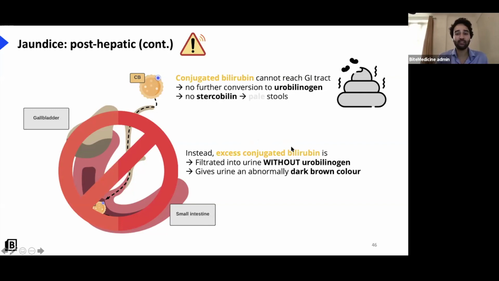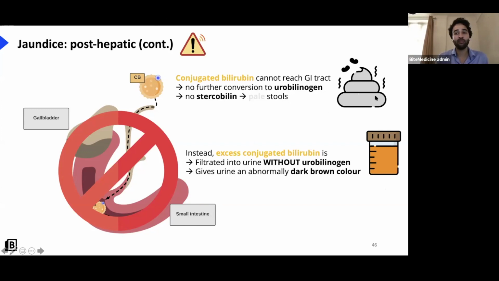Why do you get dark urine? Well, you have this excess of conjugated bilirubin building up because of this obstruction. This is infiltrated into the urine without urobilinogen because of the obstruction itself. And then it's that excess conjugated bilirubin which gives the urine that abnormally dark brown color. And that is why post-hepatic or obstructive jaundice causes pale stools and dark urine. So hopefully that makes sense to everyone.